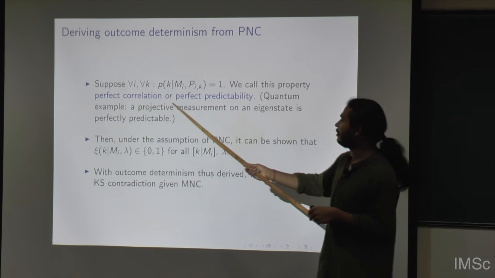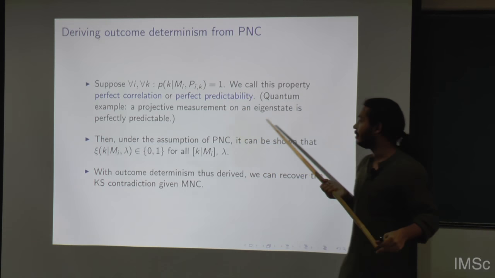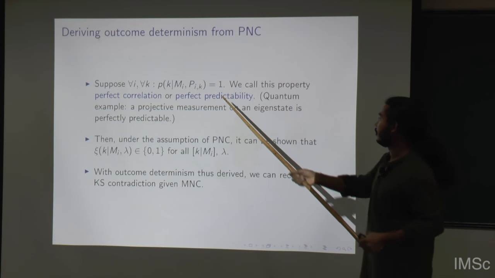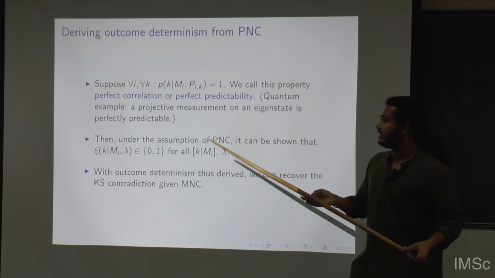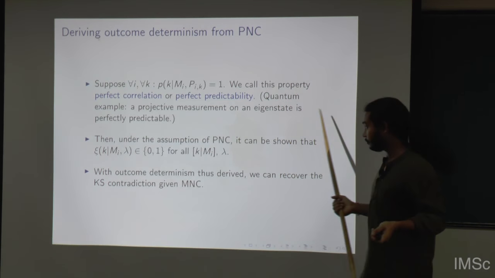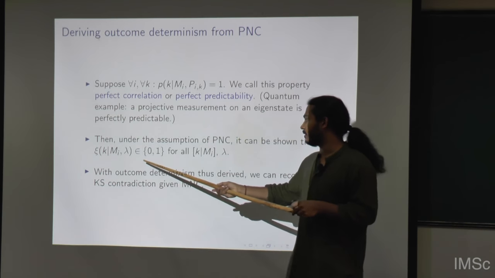So we call this property perfect correlation or perfect predictability, that this is perfectly predictable on this preparation. Or they're perfectly correlated. A quantum example is just like a projective measurement on an eigenstate. It's perfectly predictable. Then under the assumption of preparation non-contextuality, we can show this, that this is true.